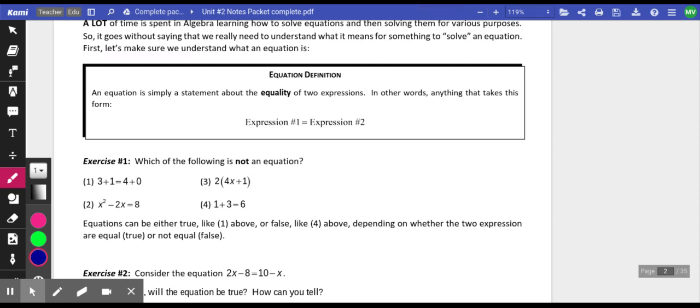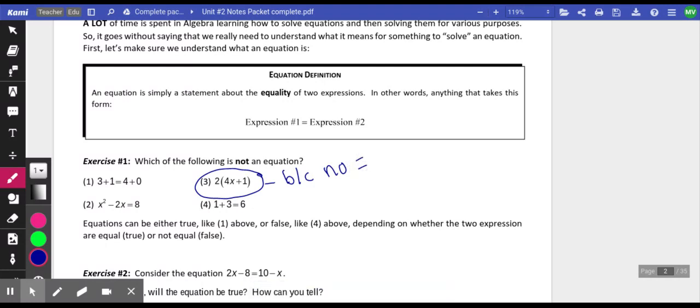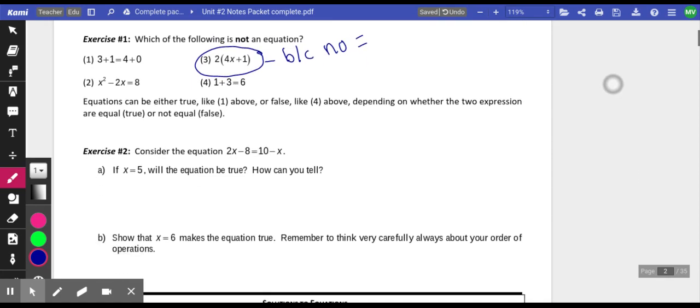Exercise 1. Which of those is not an equation? Hopefully you said 3 because no equal sign. In order to be an equation, it has to be one thing equals another thing. Equations can be either true, like number 1, or false, like number 4, which is not true, depending on whether the two expressions are equal, true, or not true, or false.